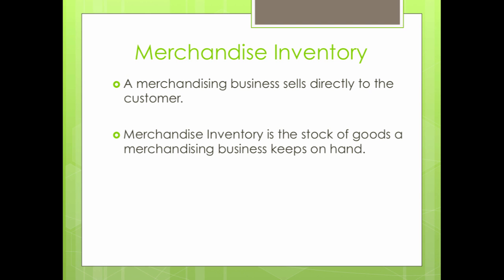A retailer is another name for a merchandising business. It sells directly to customers. A merchandising business will sell goods that it purchases from its suppliers and will keep track of its available for sale stock in an account called merchandise inventory. Merchandise inventory is the stock of goods a merchandising business keeps on hand. It is an asset account which will appear on the balance sheet. So it will be our new bank account that we will be using for this chapter.